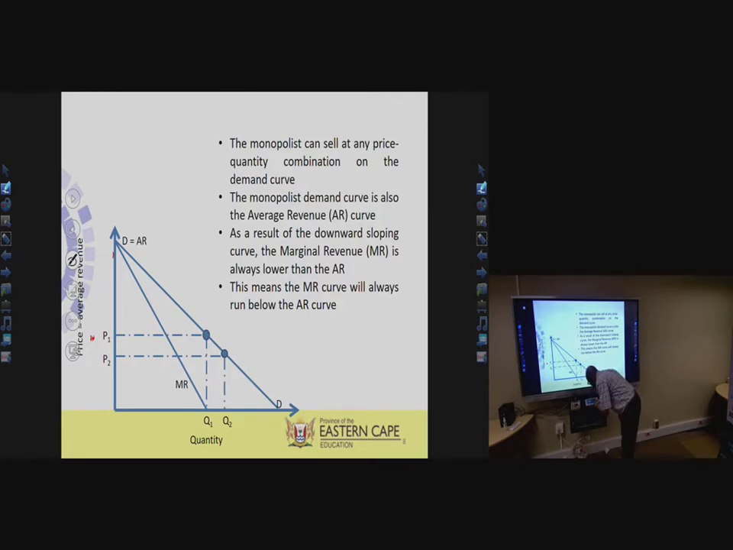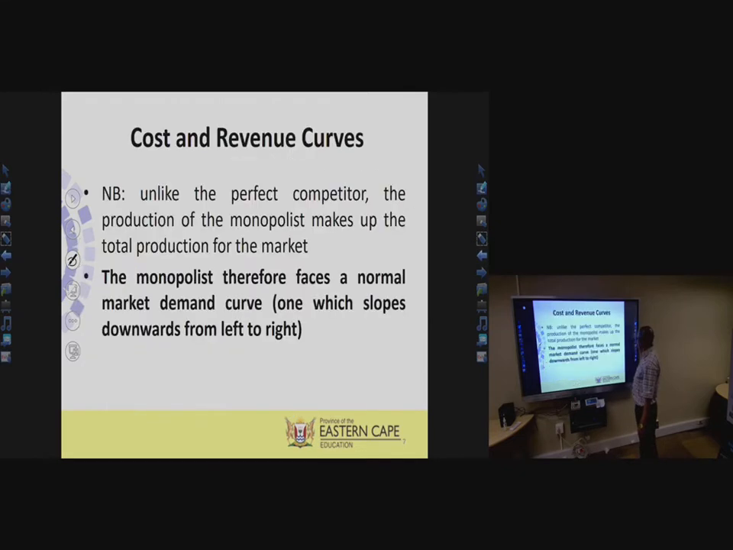Because the price is equal to average revenue. 100 times 10 over 10, so 100 is equal to 100. That's the point: price is equal to average revenue.